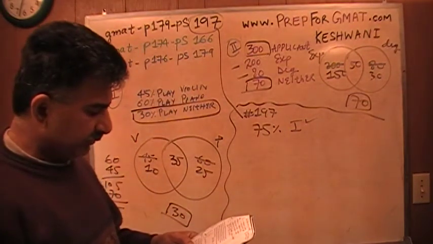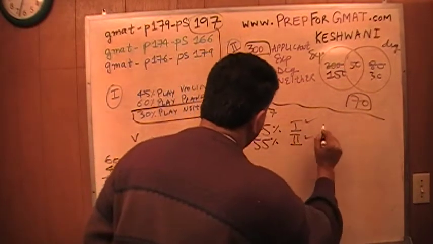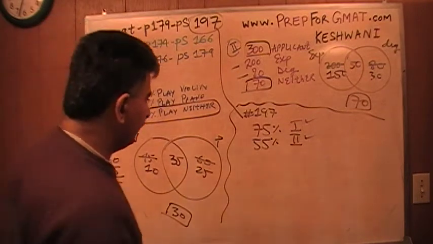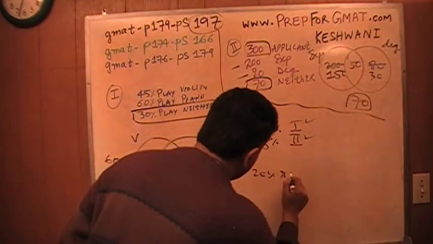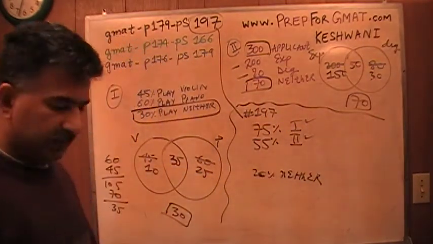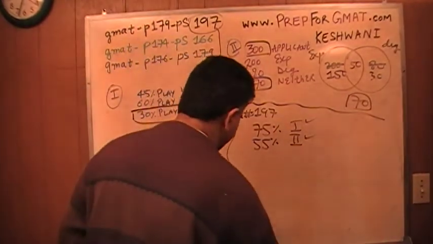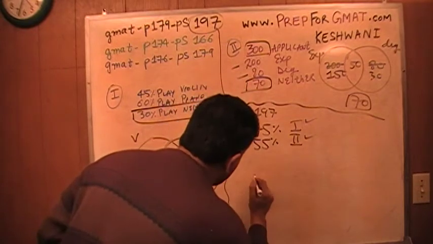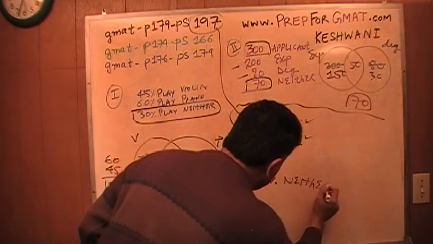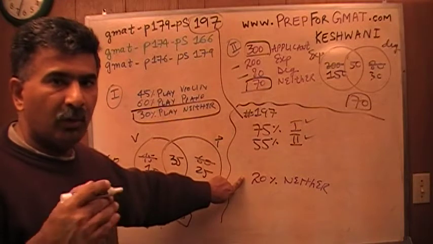Then I'm told 55% answered the second question correctly. And then I'm told 20% answered neither of the questions correctly. If 20% of the people answered neither, that tells me 80% of the people answered one or both questions correctly.